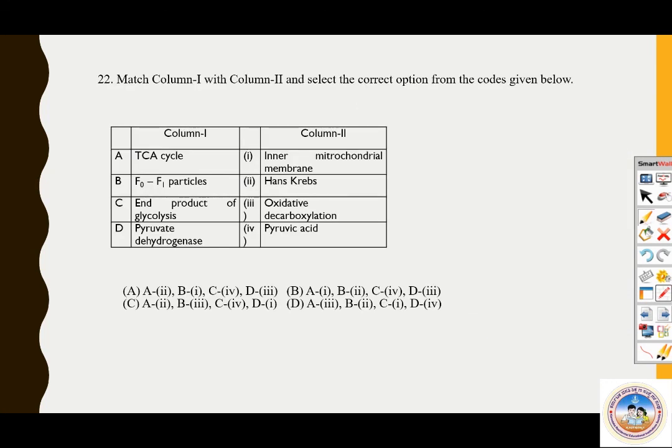Second, match the following, children. Column 1 with column 2. Select the correct option from the codes given below. So 22nd. Am I clear to you? See the answer and tell me, children. 22nd question. TCA cycle. And the F0 and F1 particles are in the mitochondrial membrane. That is your ATP synthase complex. End product is usually pyruvic acid. And pyruvate dehydrogenase is your oxidative decarboxylation. So the option is A.